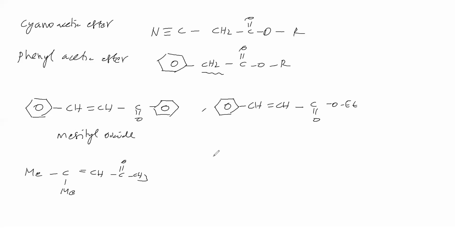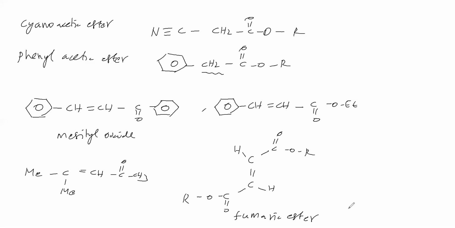Next, fumaric ester. Fumaric acid will have two carboxylic groups. It is called fumaric acid. Now the acid part will convert into ester part. We will remove this H and this H, and instead of H, we will give some alkyl group. It is the ester part, fumaric ester. Now the fumaric acid has become fumaric ester.